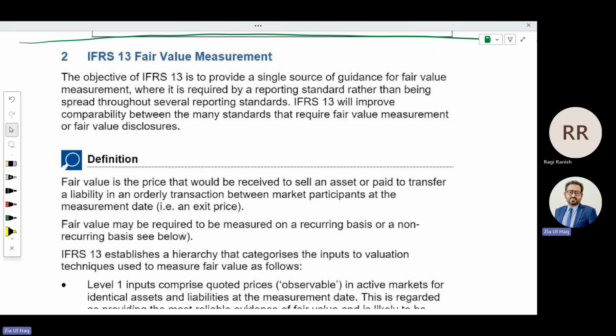So sometime while preparing financial statements, we need to measure fair value. How we can measure fair value? Where this standard will apply, where this standard will not apply, let's discuss. The objective of IFRS 13 is to provide a single source of guidance for fair value measurement, where it is required by our reporting standard rather than being spread throughout several reporting standards. IFRS 13 will improve comparability between many standards that require fair value measurement or fair value disclosure.